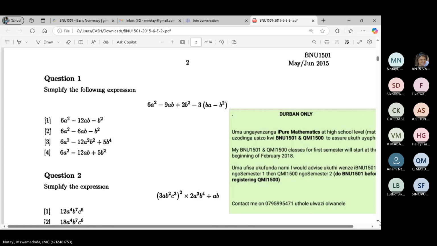So the options that you're given are: 6a squared minus 12ab minus b squared. The second one is 6a squared minus 6ab minus b squared. The third one is 6a squared minus 12a squared b squared plus 5b to the power 4. And then the last one is 6a squared minus 12ab plus 5b squared.